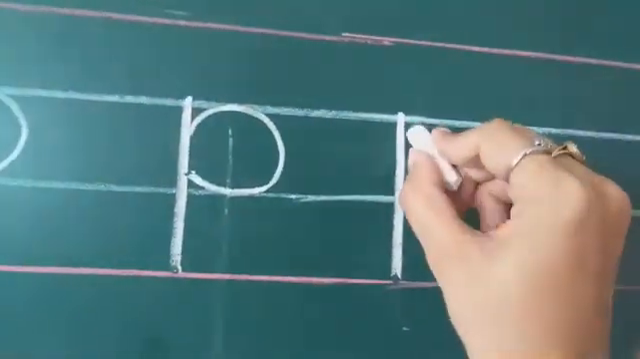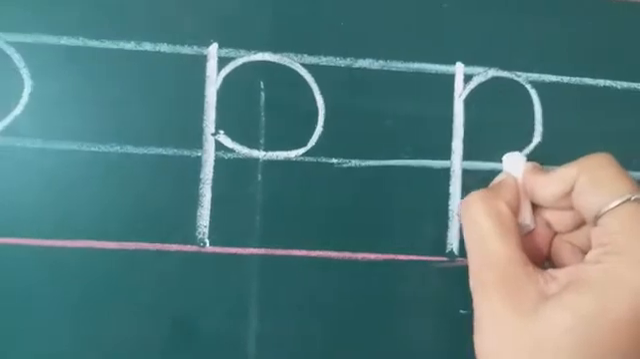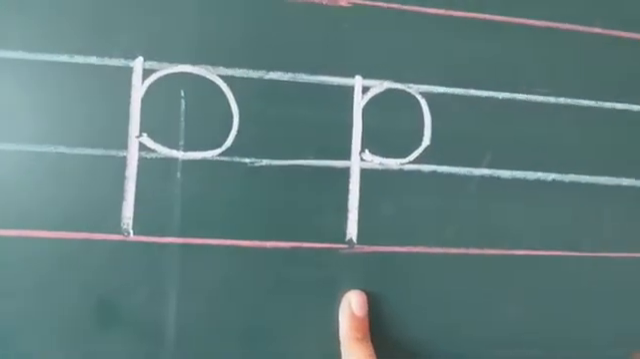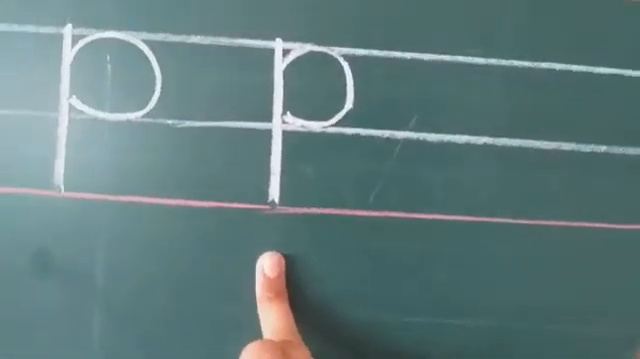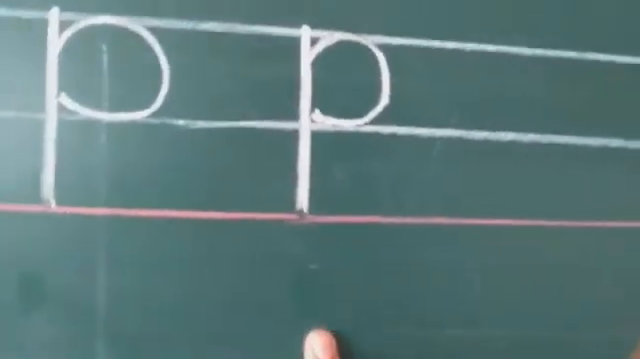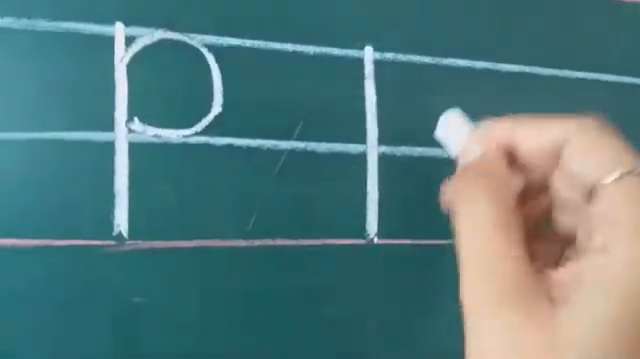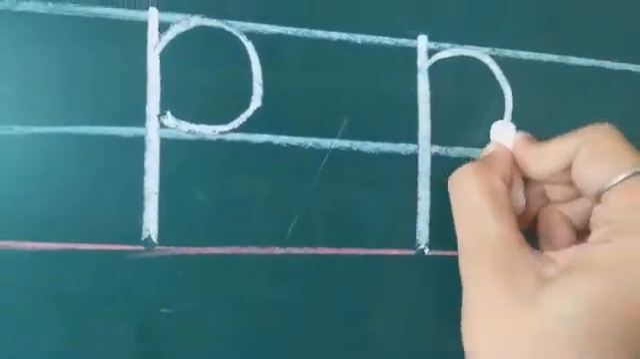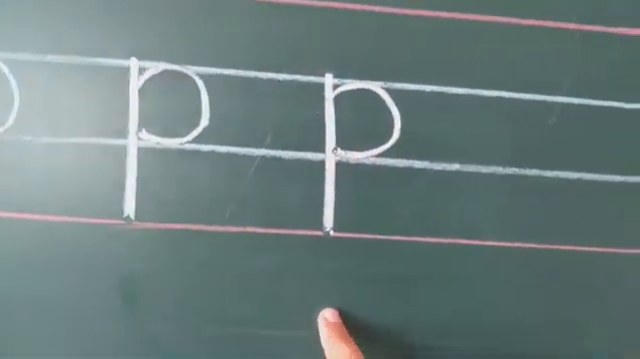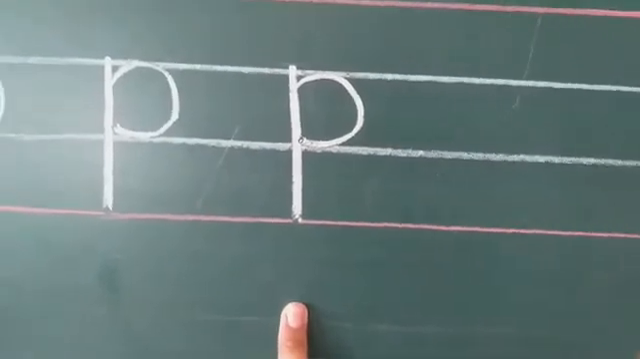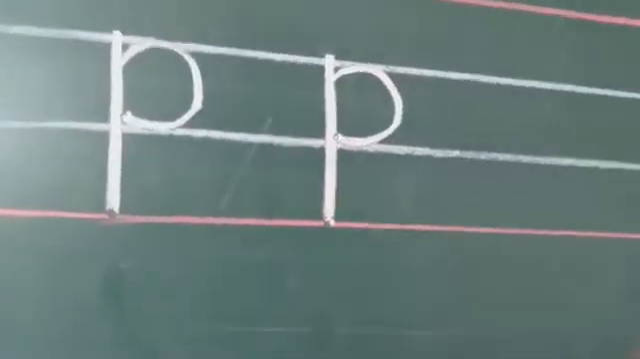Standing line and then half circle. It makes small letter P. P for pacifier. Standing line and half circle. It makes small letter P. P for pineapple.